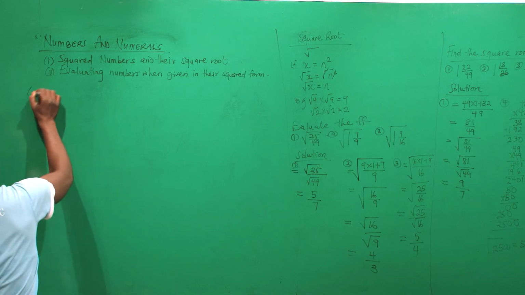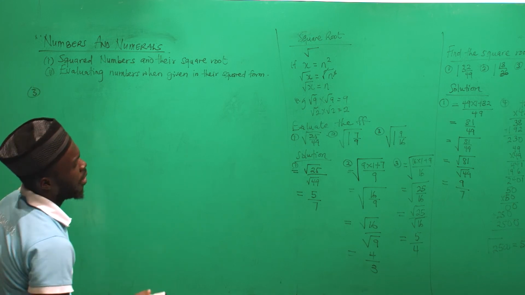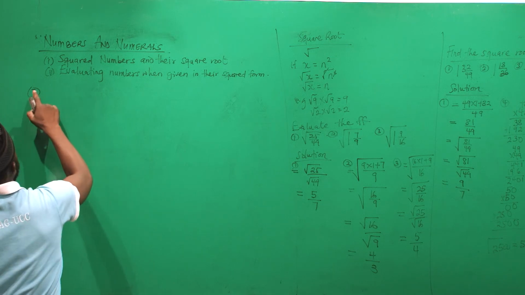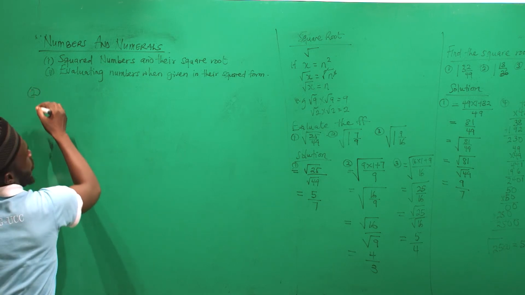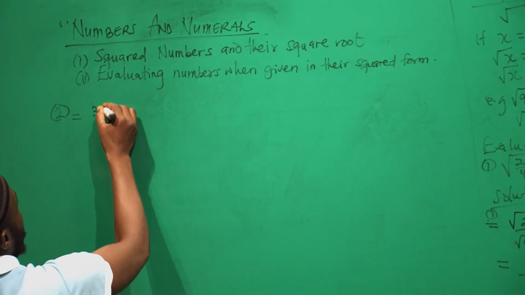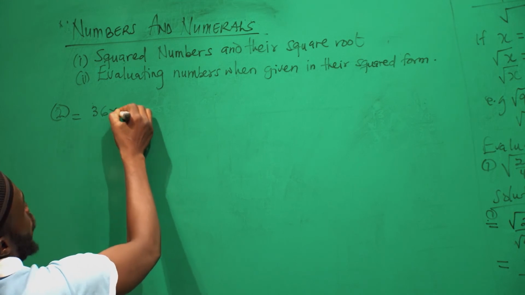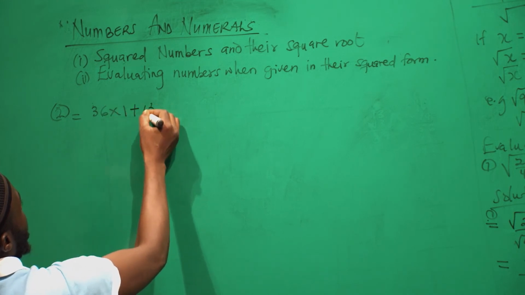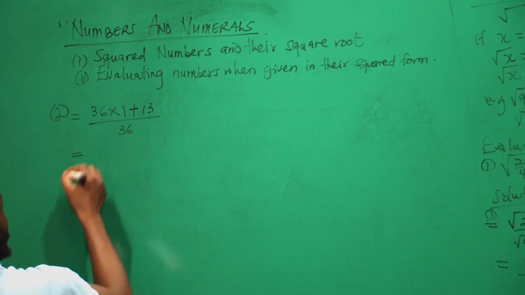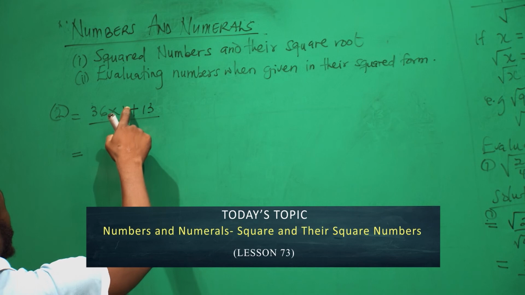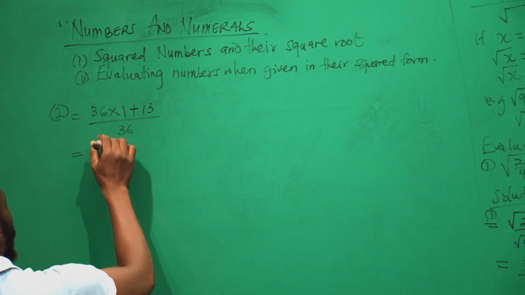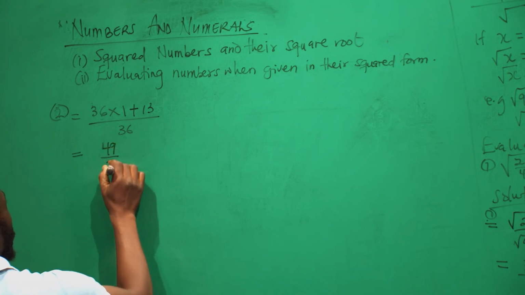Question number 3. No, question number 2 first. So we have, it's equal to 36 times 1 plus 13 all on 36. The next step is to get 36 plus 1 times 1 is 36, plus 13 is 49 on 36.